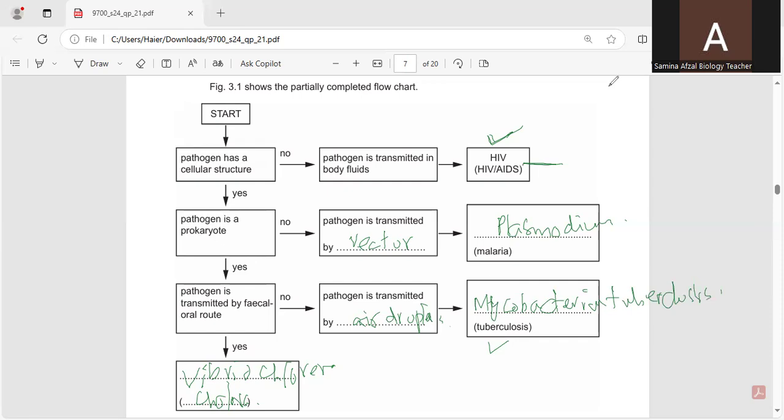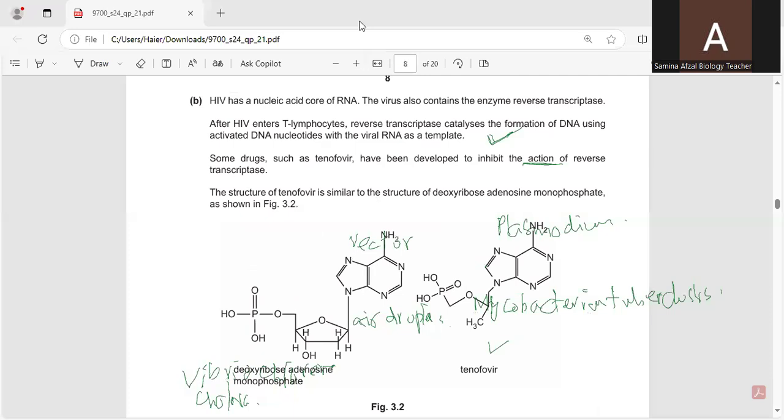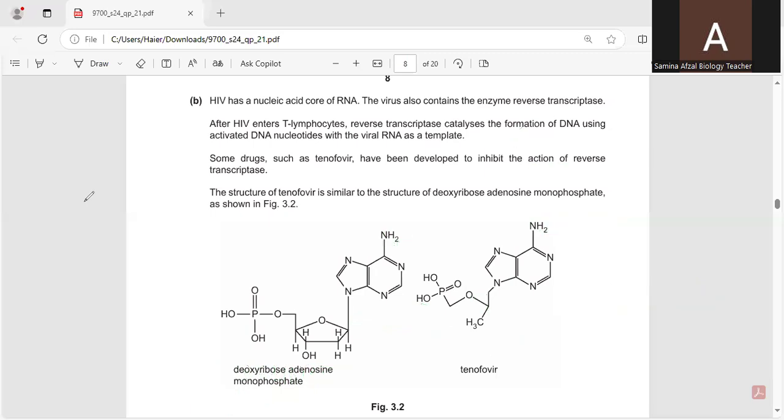So we have completed this flow chart in which the different diseases have been shown. Now we are moving towards the next question. Here you can see HIV has a nucleic acid core of RNA. The virus also contains the enzyme reverse transcriptase. After HIV enters a T lymphocyte, reverse transcriptase catalyzes the formation of DNA using activated DNA nucleotides with the viral RNA as a template. In reverse transcription, DNA is formed when RNA acts as a template.